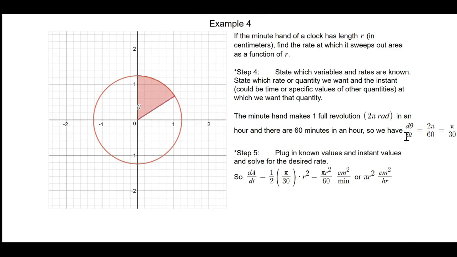So if you think about it, the minute hand makes one full revolution around the clock, so it goes through an angle of 2 pi radians in an hour, and there's 60 minutes in an hour. So d theta dt is 2 pi radians over 60 minutes, or pi over 30. So step 5, we're going to plug in pi over 30 into our differentiated expression.